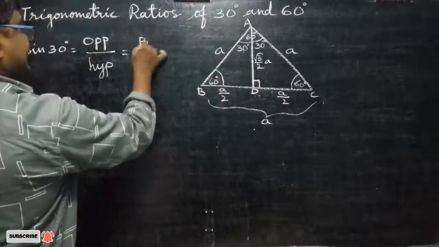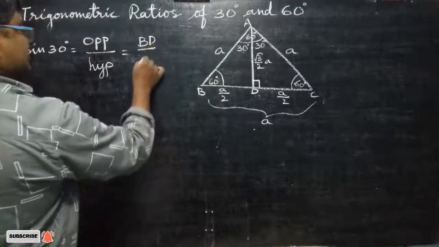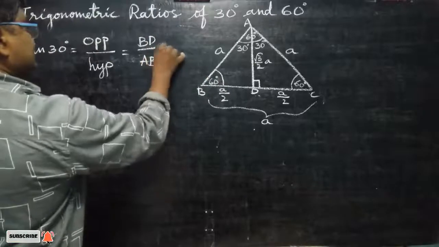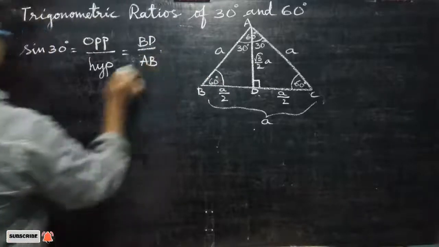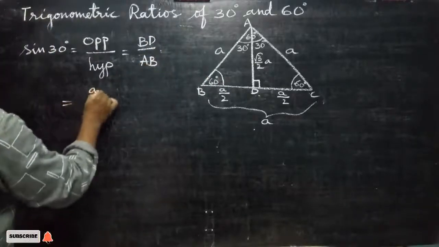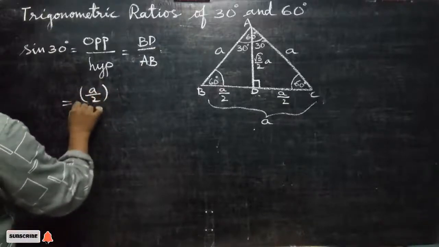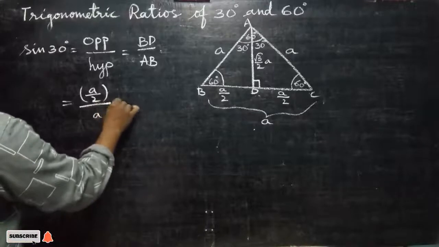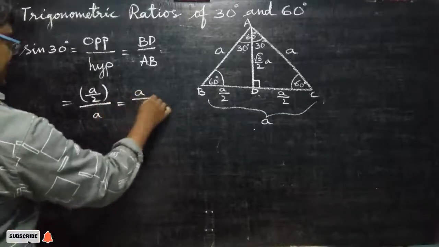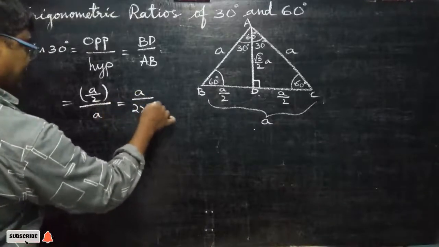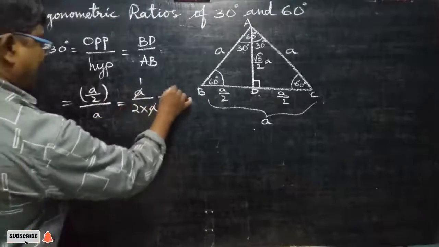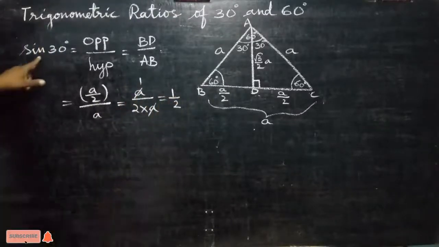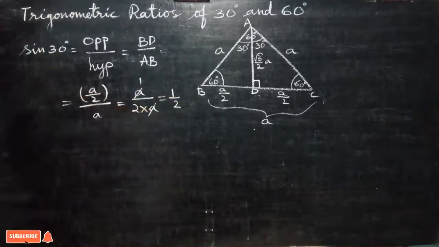Opposite side is BD. BD by hypotenuse is AB. So that is equal to BD how much? A by 2 divided by hypotenuse, which is A. That is equal to A by 2 into A. A goes in A one time, half you got. So sin 30 degrees is equal to half.